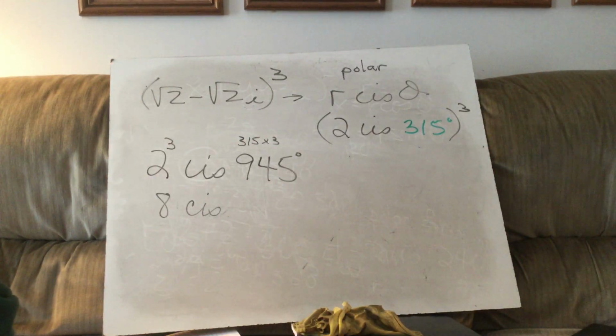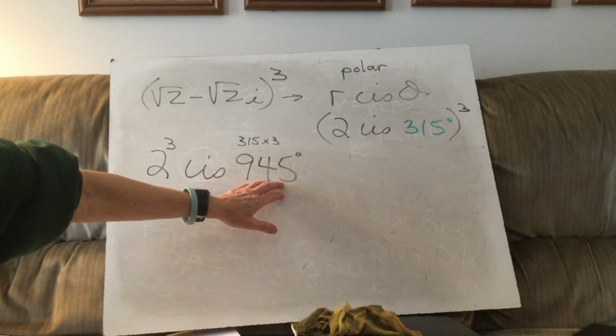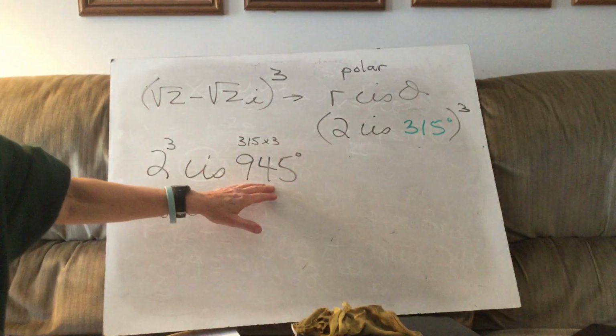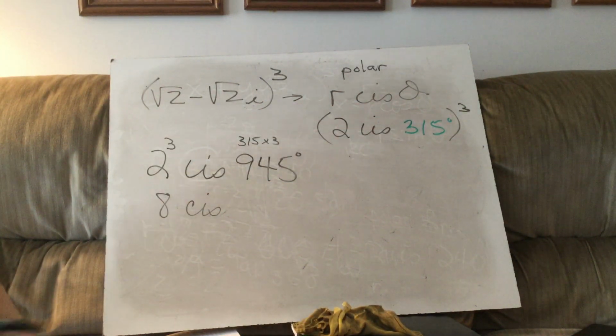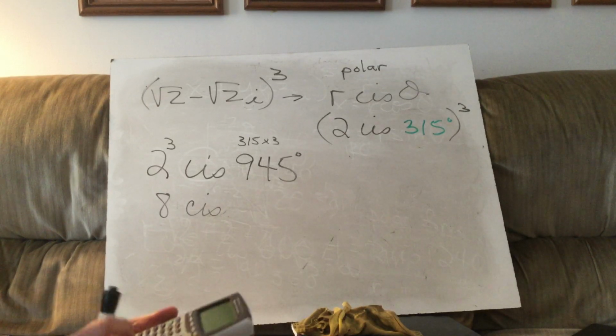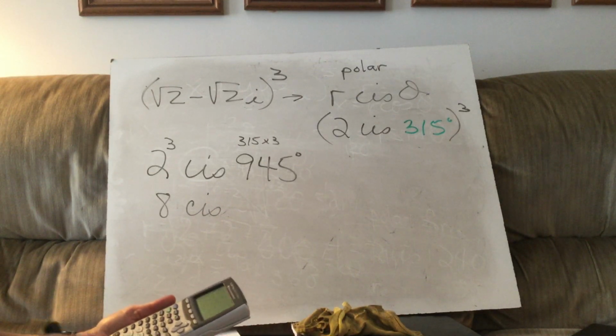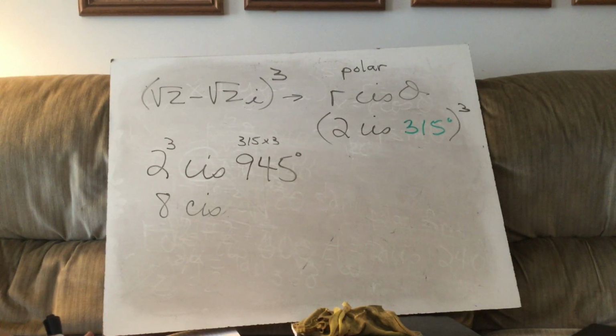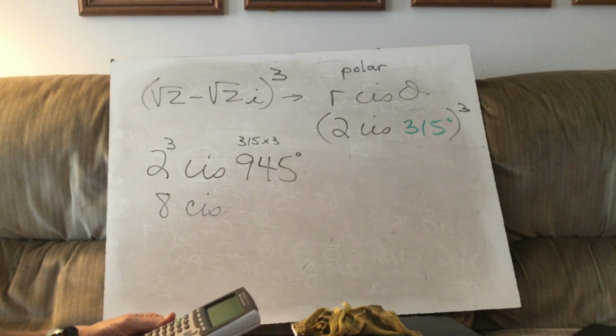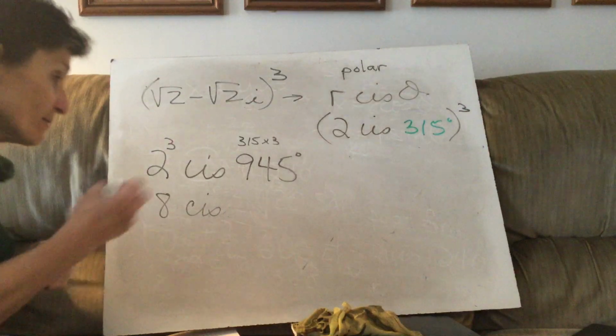But 945 is way too big. So what did we say we were going to do when the theta that we got was bigger than 360, more than a revolution? Yep, we're going to subtract 360. So I'm going to take 945 and subtract 360. Oh my. Did you get 585? That's still too big. Do you see that? 585 is still too big. So guess what we're going to do? We're going to subtract another 360. And we get 225.